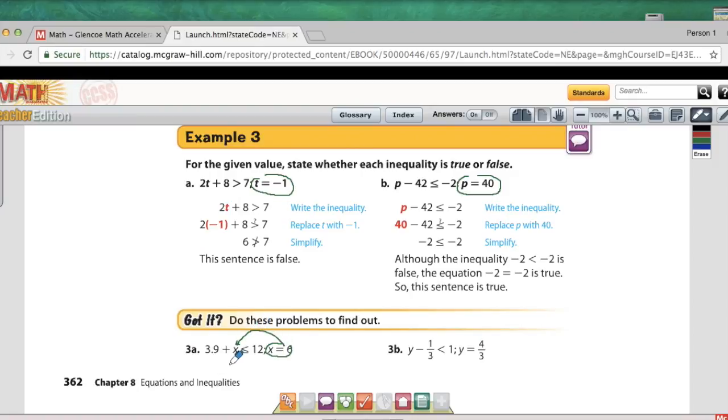So this time we're going to put in 3.9 for the value of x. 3.9 plus 6 is 9.9. And it is true that 9.9 is less than or equal to 12. So we're going to say the sentence is true.